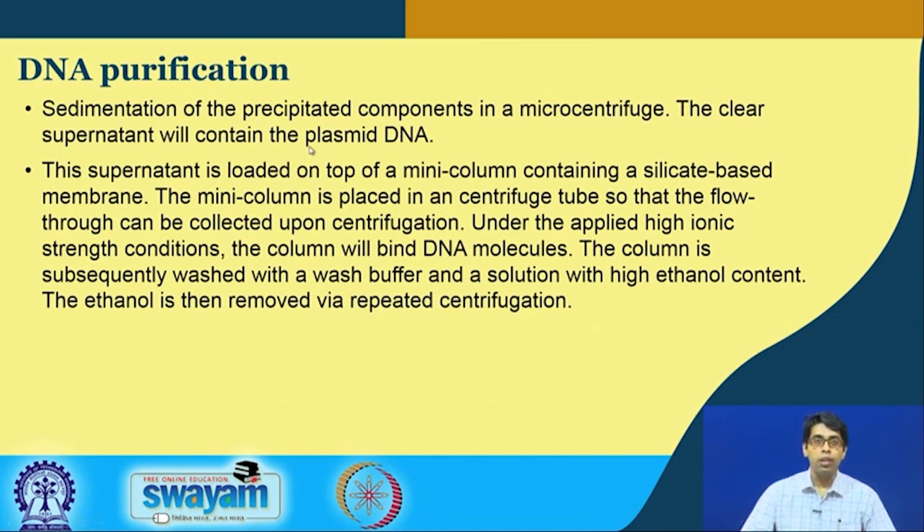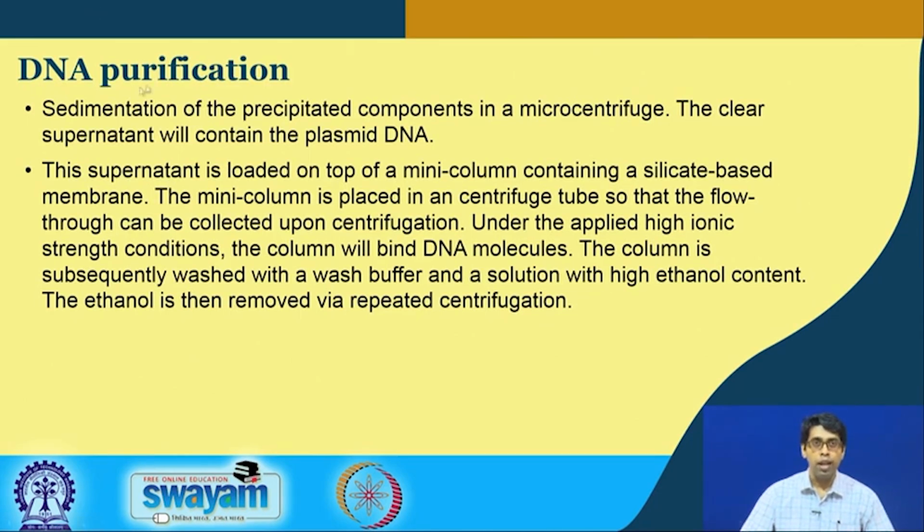This clear supernatant, which is taken out from the top, is then loaded onto a small silica based column, because this solution will contain digested nucleotides. It will contain several ions, and all these different ions that we have added, it might contain some small fragments of DNA and RNA. So, we have to remove all of them from the plasmid, so that we get a very pure plasmid DNA at the end of our purification step.